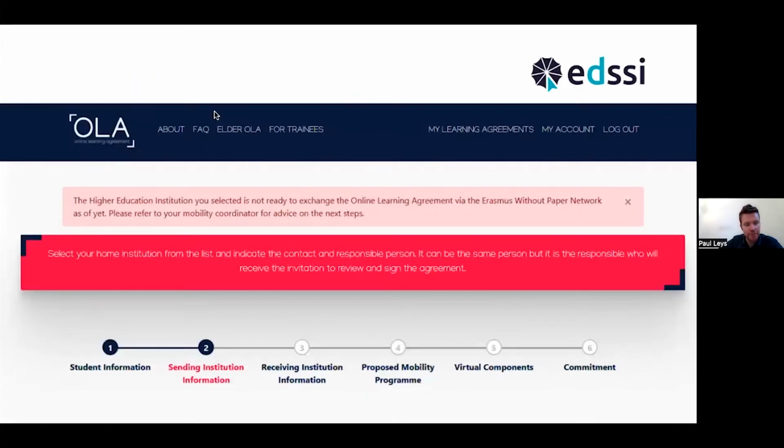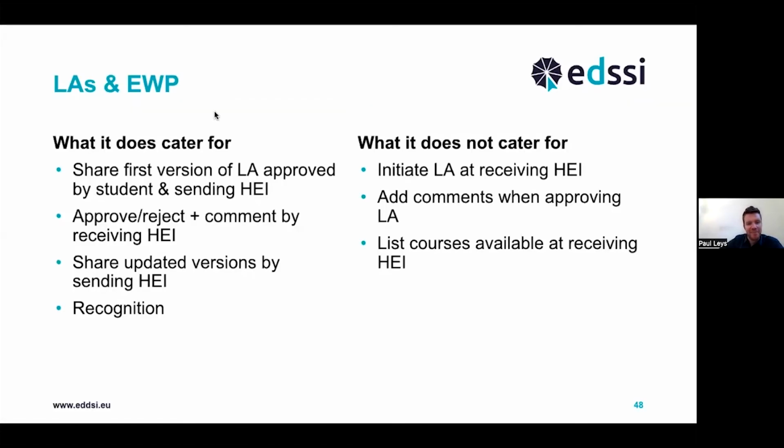What it does cater for, sorry, one step back, please, is you can share the first version of the learning agreement approved by the student and the sending higher education institution. The receiving institution can comment in combination with a rejection, or can approve. And once it's approved, you can still make changes and share updated versions that should also be approved by the 3 parties. And then, of course, it's very important as a basis for recognition. That's also supported by EWP.